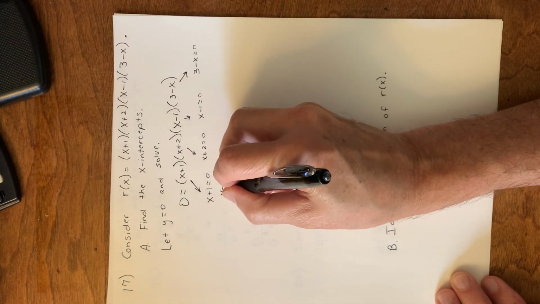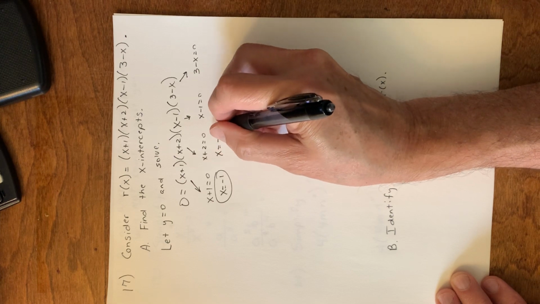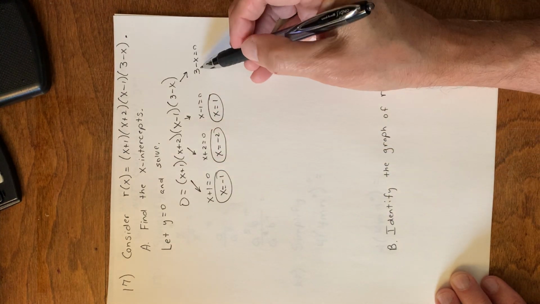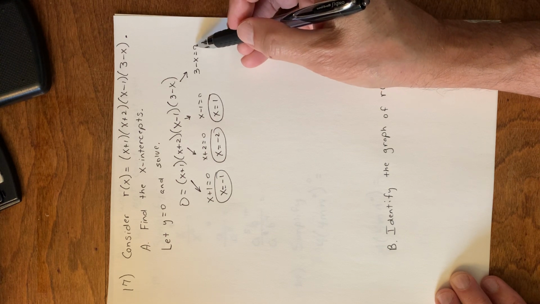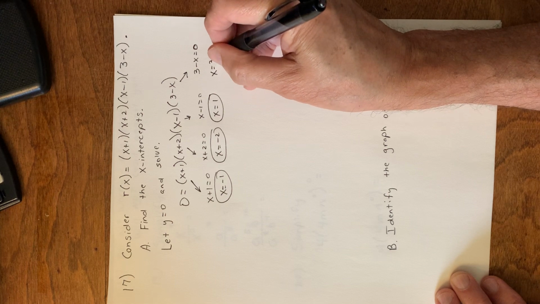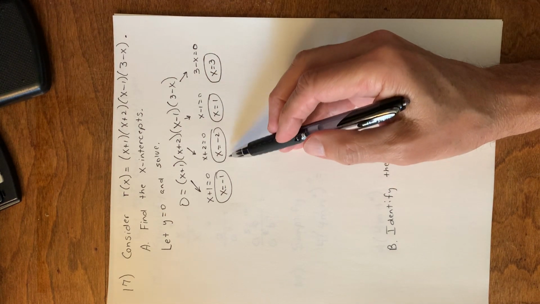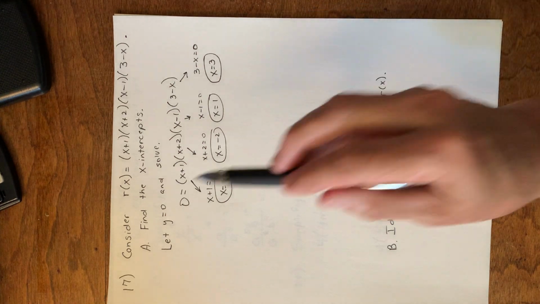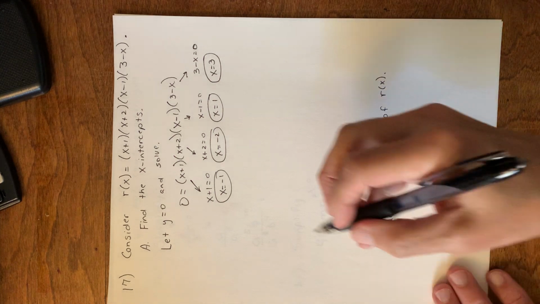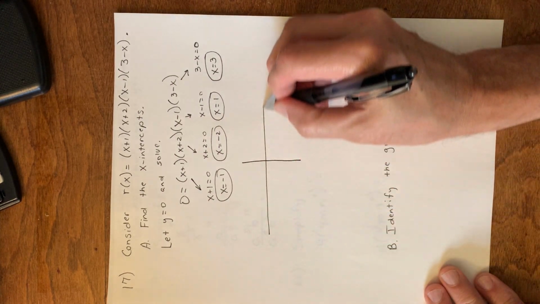Solving, x is negative 1, x is negative 2, x is positive 1, and moving the negative x to the other side and making it x, I get x is 3. So I have these 4 values that are my x-intercepts. Now the next question I'm going to be asked deals with the graph of this thing.